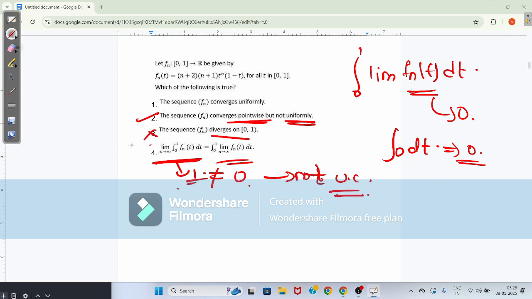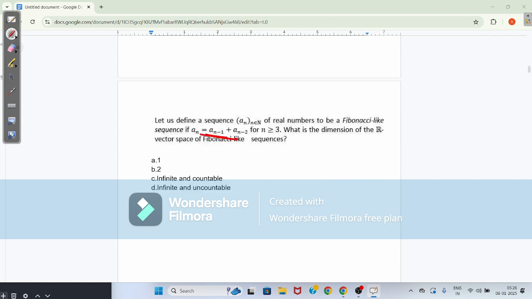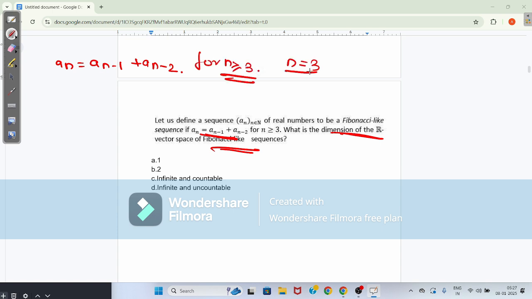Divergent is also a wrong option, this is also wrong, and this is also wrong. Now here, given this value, we have to find the Fibonacci series like sequence. So what is the dimension of R we have to find here? an is equals to an minus 1 plus an minus 2 for n is greater than or equals to 3 here. So substitute the value of n as 3 here.